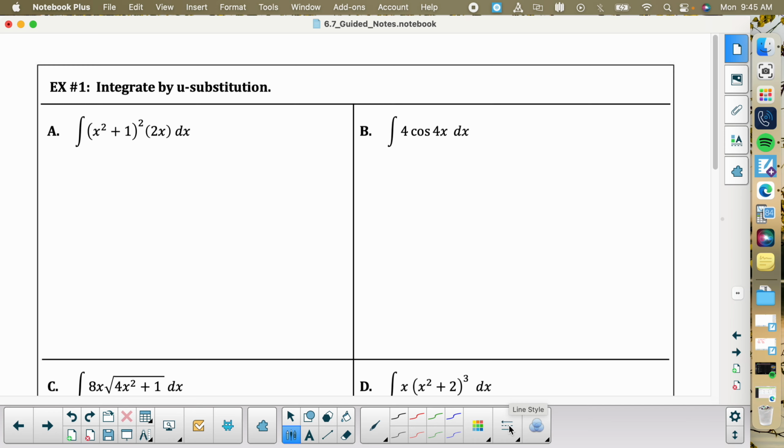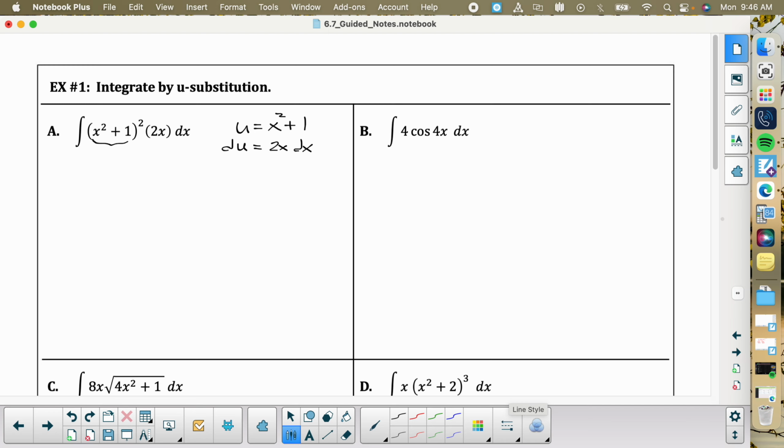X squared plus 1. Perfect. So we are going to set x squared plus 1 over on the side. We're going to say let u equal x squared plus 1. And then we're going to take the derivative of both sides of the equation. So the derivative of u is du. The derivative of x squared plus 1 would be 2x dx. Now, we never write the dx, but it's technically there.